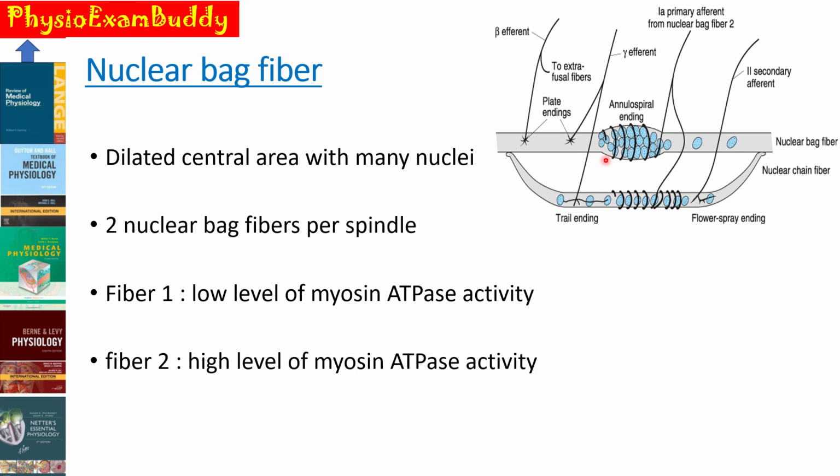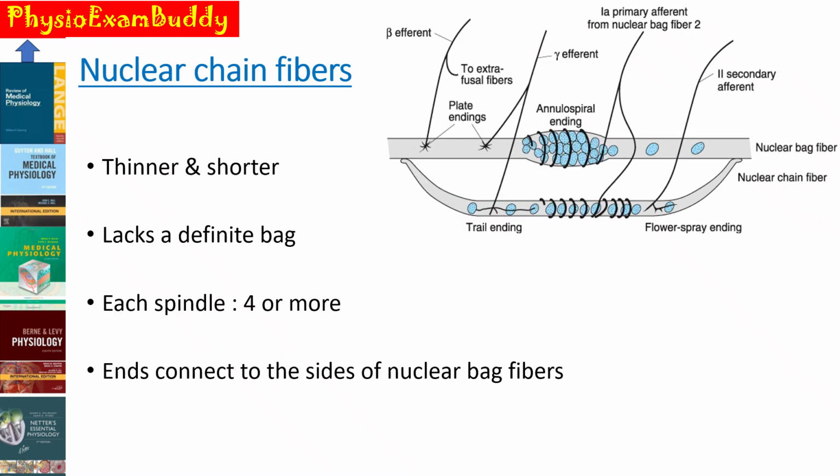First, about this nuclear bag fiber. You can see here a dilated central area with many nuclei present in the central portion of this intrafusal fiber. And there are as much as two nuclear bag fibers present per muscle spindle. And the fiber 1 type contains mainly low level of myosin ATPase activity, whereas the fiber 2 type has very high level of myosin ATPase activity.